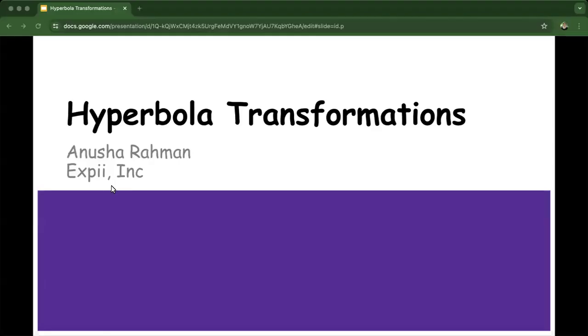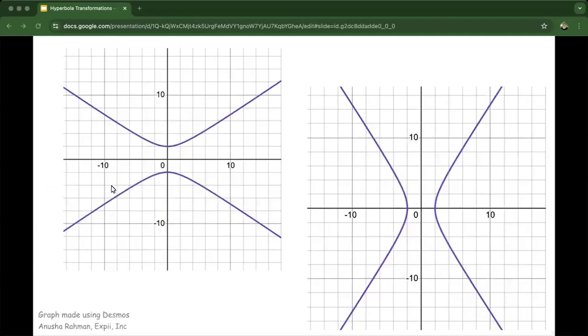Hi there. Today we will be talking about hyperbola transformations. A hyperbola is a type of conic section, which is the curve formed by the intersection of a plane and a double cone. It looks like two mirrored curved lines that are symmetrical across two perpendicular lines called axes. There are two types of hyperbolas, a vertical hyperbola and a horizontal hyperbola.